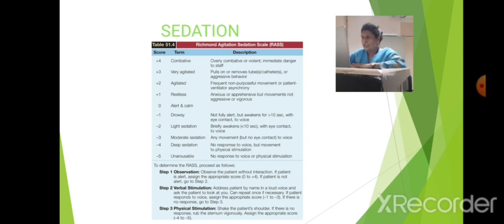-3, moderate sedation: any movement but no eye contact to voice. They only make a movement, but there is no eye contact to the voice. Deep sedation is scored as -4: no response to voice but movement to physical stimulation. If the patient is touched or given a slightly painful stimulation, the patient only moves, but there is no response to voice, the eyes do not open, and there is no eye-to-eye contact.